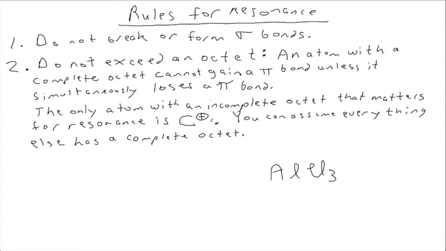So they also have incomplete octets, but that's why I said the only atom with an incomplete octet that matters for resonance is C+. So this has an incomplete octet because it's a metal, but it doesn't really matter for resonance. So I think this is the only one we need to put in. Okay.